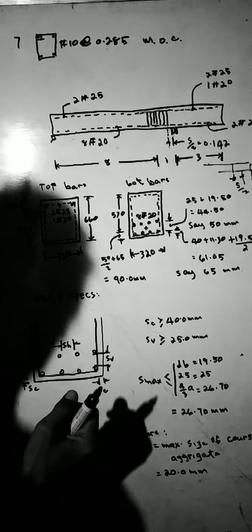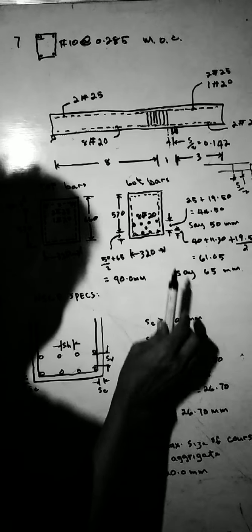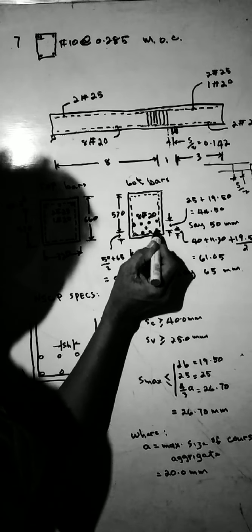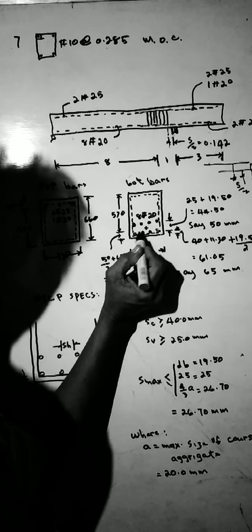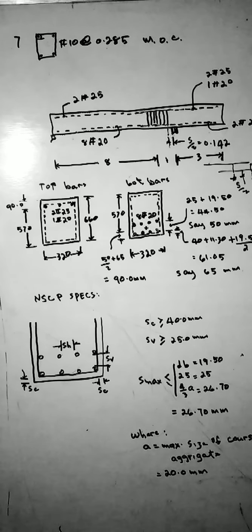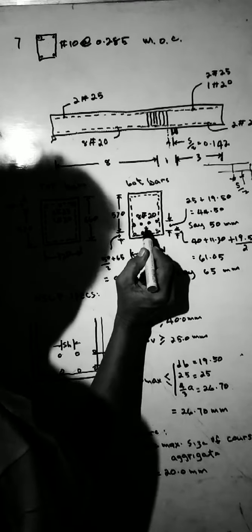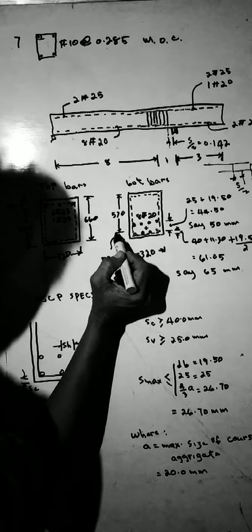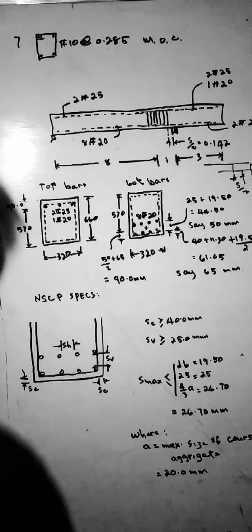For this section, we will start here. This is the base, 320. We have 8 steel bars here: 1, 2, 3, 4, 5, 6, 7, 8. The center of this bar is in the middle, this one. So from here, that is the effective depth of the beam, 570. That's why we have that.